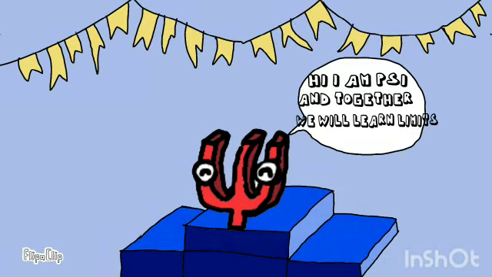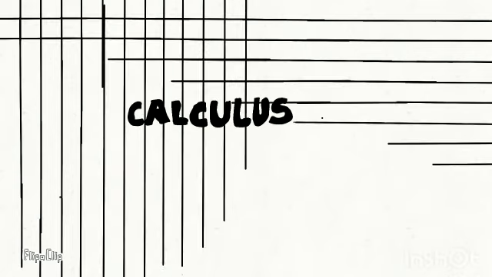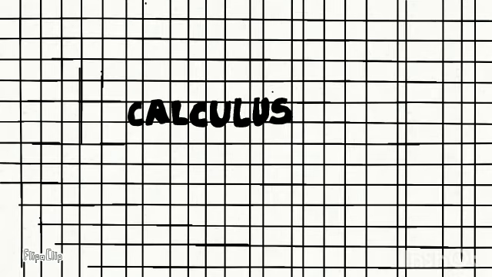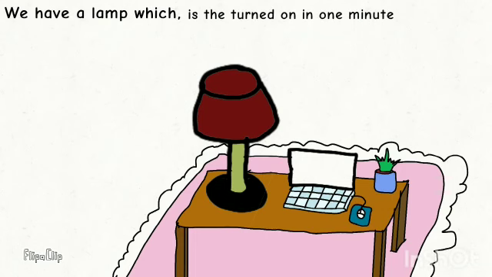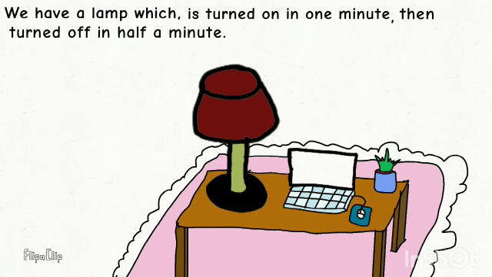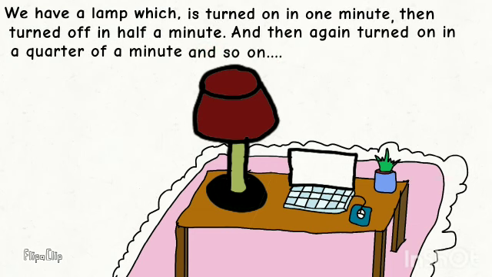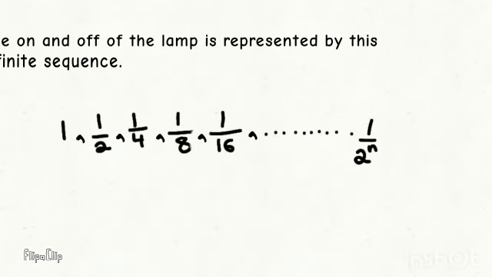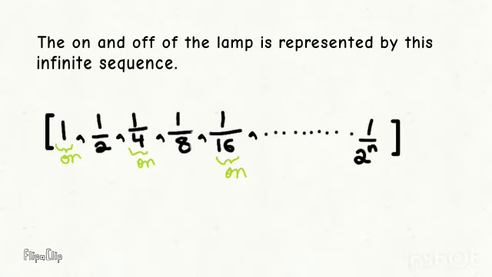In this video, we're going to be taking a look at limits. We have a lamp which is turned on in 1 minute, then turned off in half a minute, and then again turned on in a quarter of a minute, and so on. The on and off of the lamp is represented by this infinite sequence.